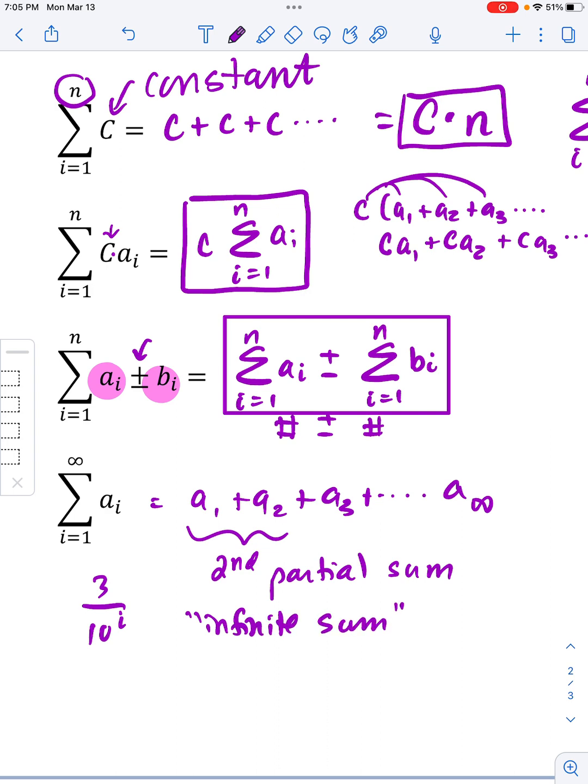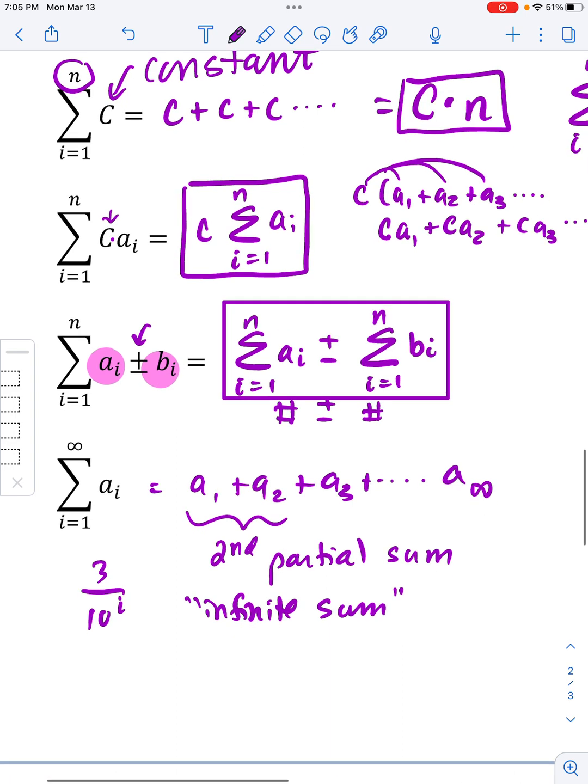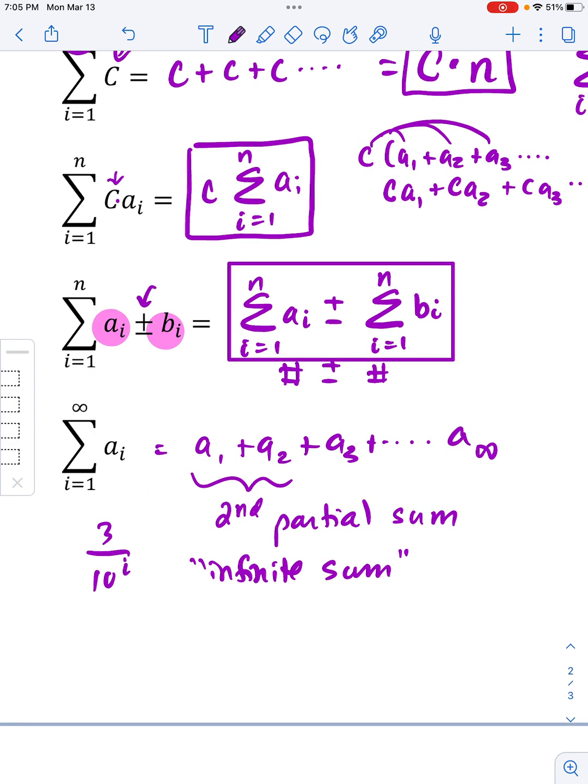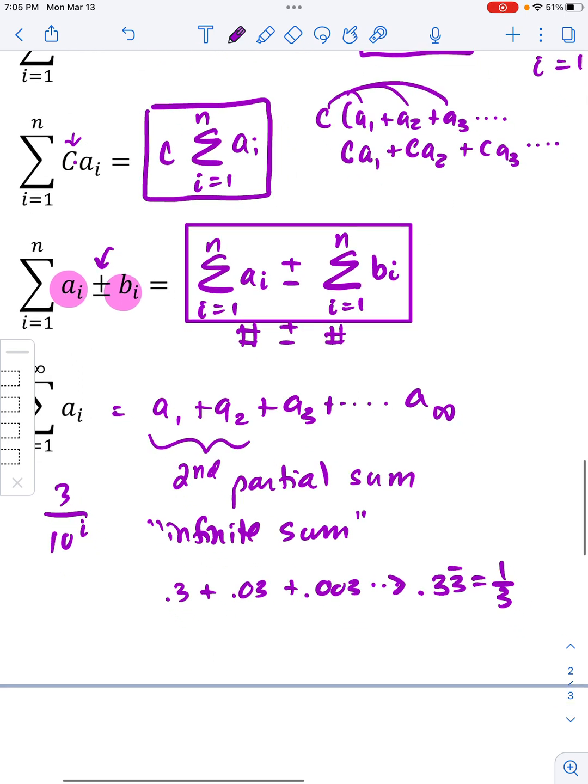And that's going to be kind of like the thinking that we did. And you can only do that under certain circumstances where we got 3 tenths plus 3 hundredths plus 3 thousandths and so on. So we can say, hey, that's going to turn out to be this pattern of 0.3 repeating, which we know has this finite value. So a partial sum is where you add up a certain number of them. The infinite sum is when you come up with a value that represents what they would all be added together.